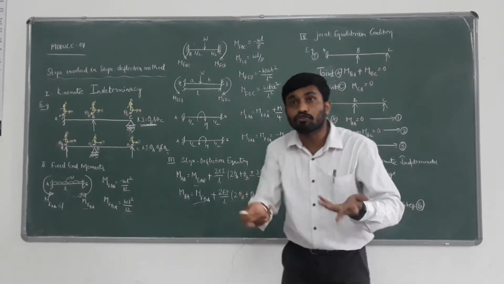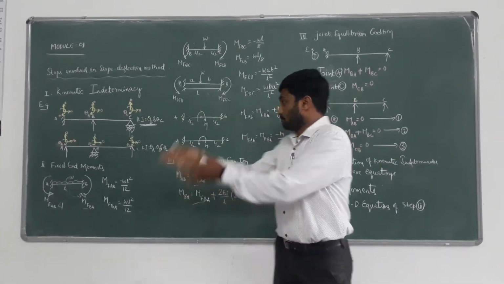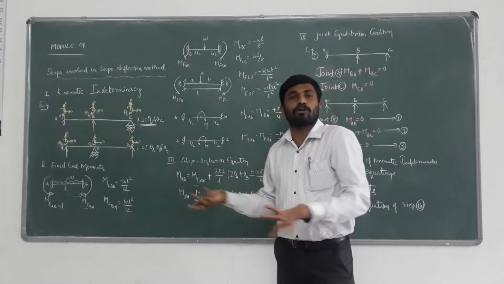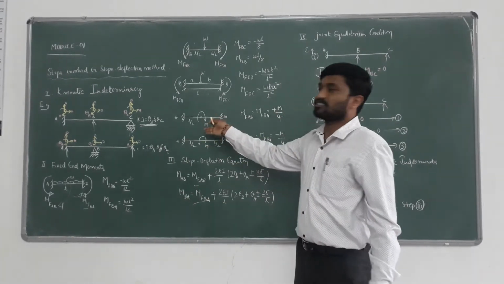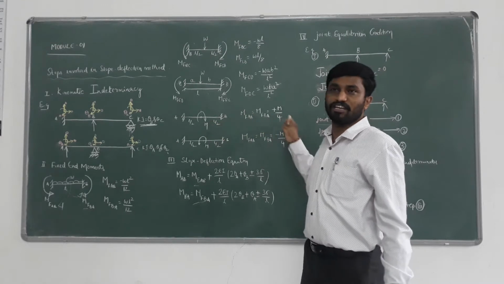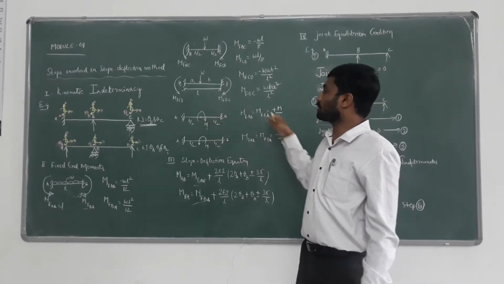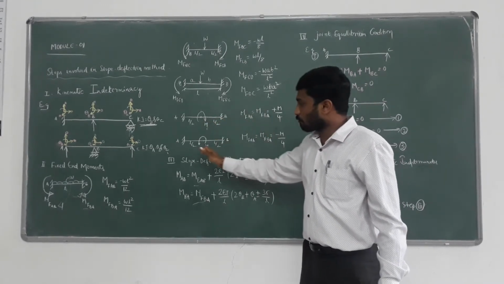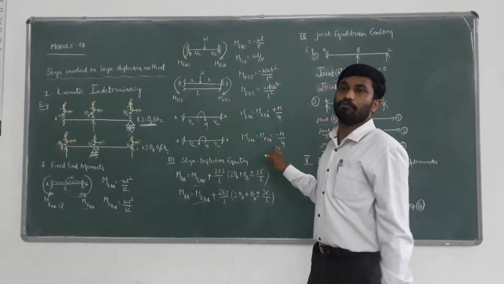If you are having forces, you have to take moment. Couple means it's already a moment. Why do you have to take moment? Whatever the existing moment, the same clockwise effect is here. Clockwise effect is positive, here plus M by 4. Anti-clockwise effect is negative, minus M by 4.